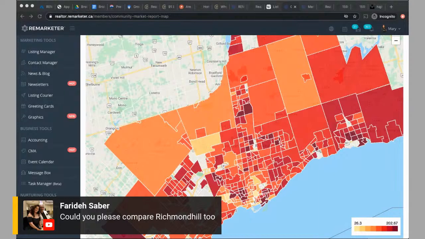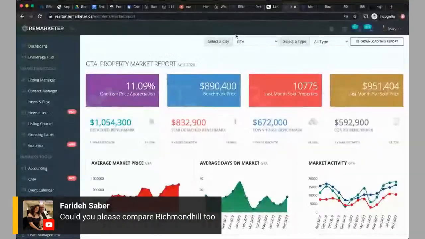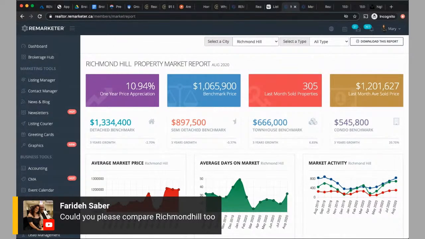You wanted me to also compare Richmond Hill. So if we want to look at the market report, I can go ahead and pull up Richmond Hill. So we were comparing, so if you want me to compare, I don't exactly know what you mean by comparing it, but if you want me to look at the market activity right here, I don't know if we already did that, but let's just quickly take a look at it again.